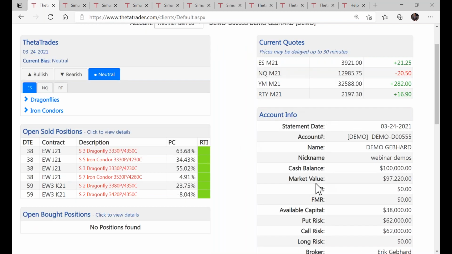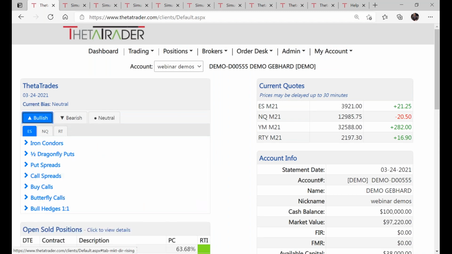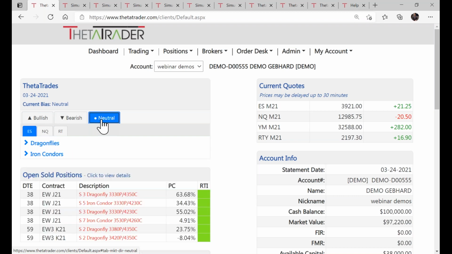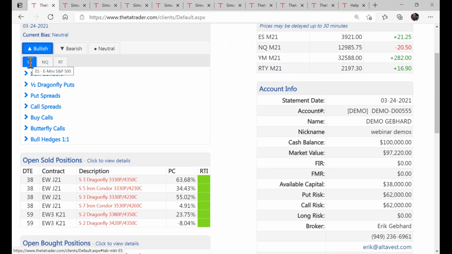And here's your account info. This is pulled directly from your AltInvest trading account. Of course, this is just a demo, and then your current quotes. You'll notice right away there are bullish, bearish, and neutral or non-directional strategies. These are all pre-populated for you and pre-built, and I'll show you that in just a second. But you'll notice here the markets we're trading, the E-mini S&P 500, NASDAQ 100, and Russell 2000. And primarily we're going to focus today on the ES.